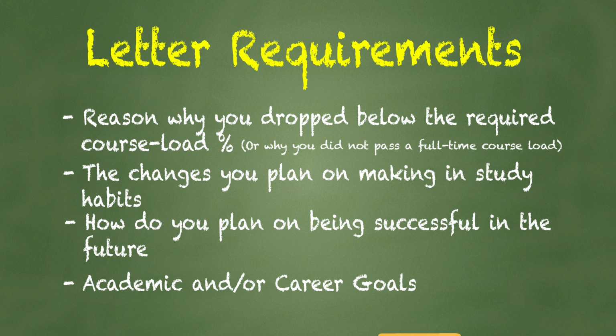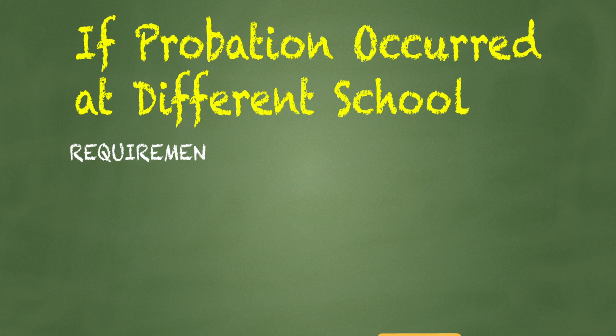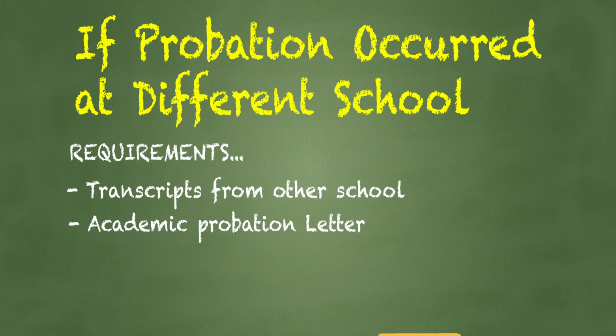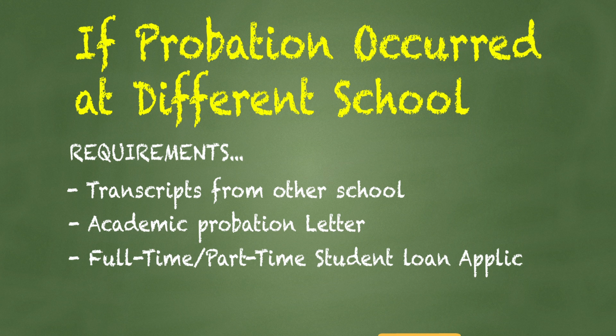If the probation occurred at another university or college, please provide the transcripts to the university or college that the probation occurred at. The academic probation letter would be required to be submitted with your full-time and part-time student loan applications. If you do find yourself in a similar situation where you end up dropping below the required course load percentage, you could be put on a 1-year restriction from OSAP, where you would not be able to receive OSAP for a year.